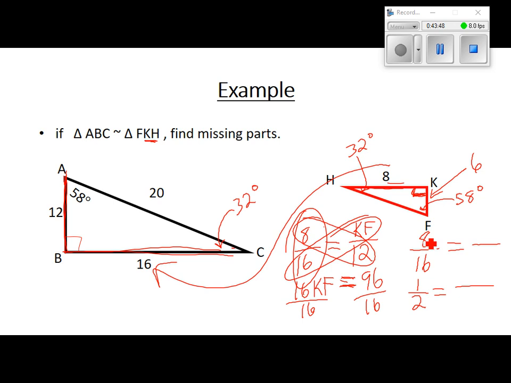So we got 8 over 6. We're looking for HF, right? What's HF match up to in the other one? CA, is that right? What is that number? 20. So 20 goes on bottom.